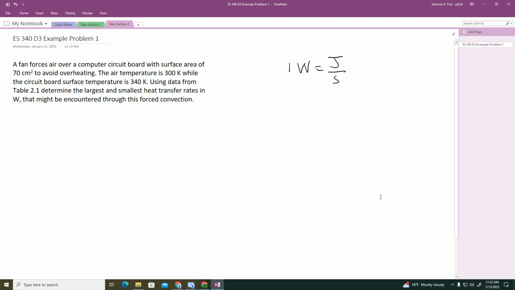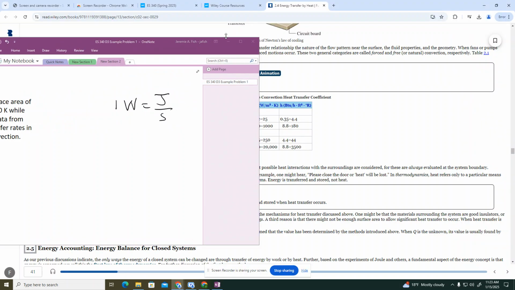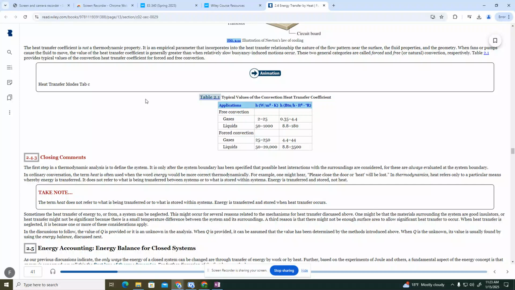Now, if you remember from the class video when we were discussing this, the convection equation has a constant H. That constant really depends on the scenario, the situation. In table 2.1, we can actually see what those scenarios might be. So we have free convection, so this is our H value. We have free convection in either English or SI units. Free convection of gases, free convection of liquids, forced convection of gases, and forced convection of liquids.